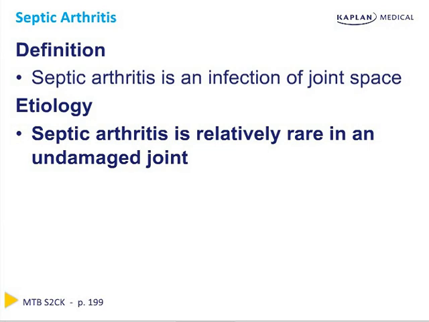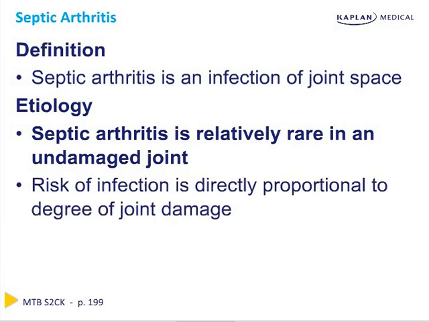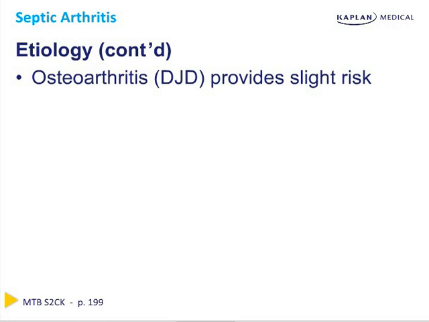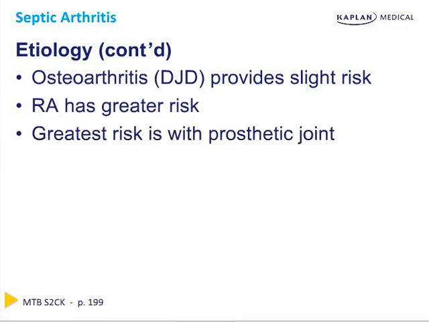Septic arthritis is rare in an undamaged joint, and the risk of infection is directly proportional to the degree of joint damage. Osteoarthritis provides a slight risk. Rheumatoid arthritis, slightly greater risk. The greatest risk is those with a prosthetic joint.